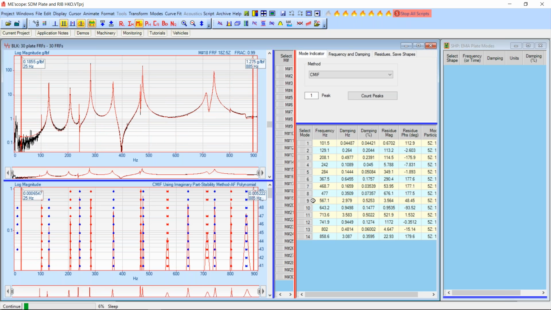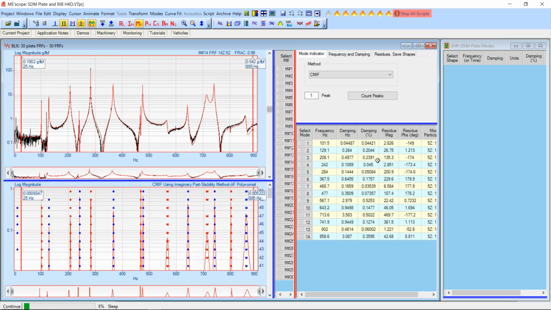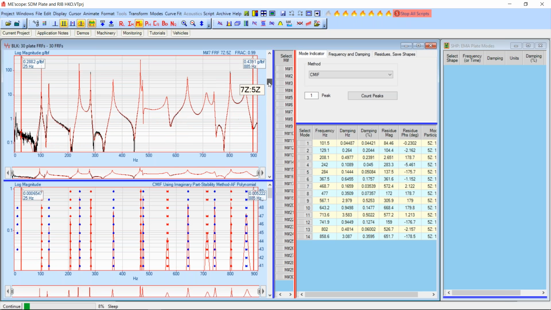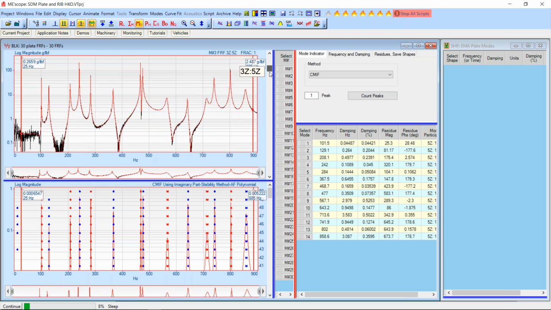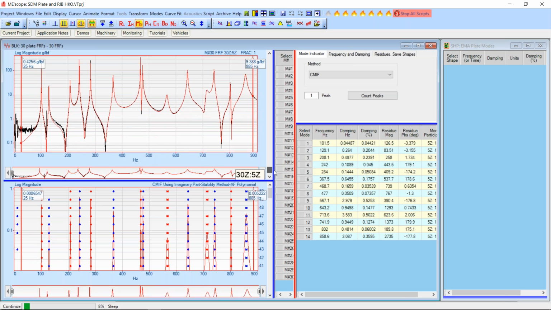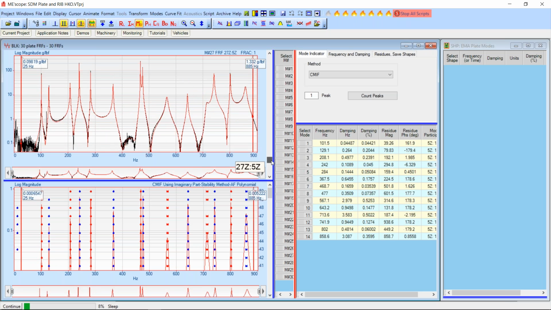So here are the properties over here: the frequency, the damping in percent, and residues. Now, residue is the strength or the amplitude of each of the peaks in each measurement. So as I scroll quickly, if you watch over here, the residues are changing because those are mode shape components. Those are showing us in each of these 30 measurements the components of the mode shape.